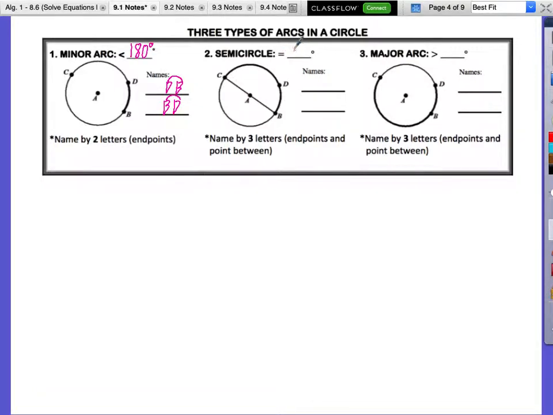A semicircle will be exactly equal to 180 degrees. It's going to be half the circle.